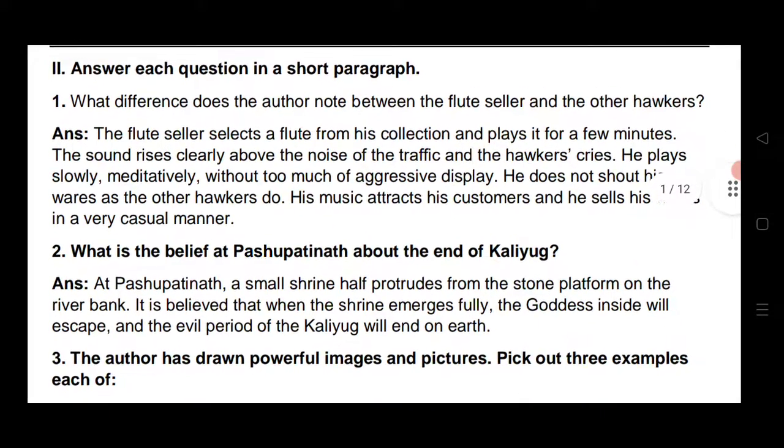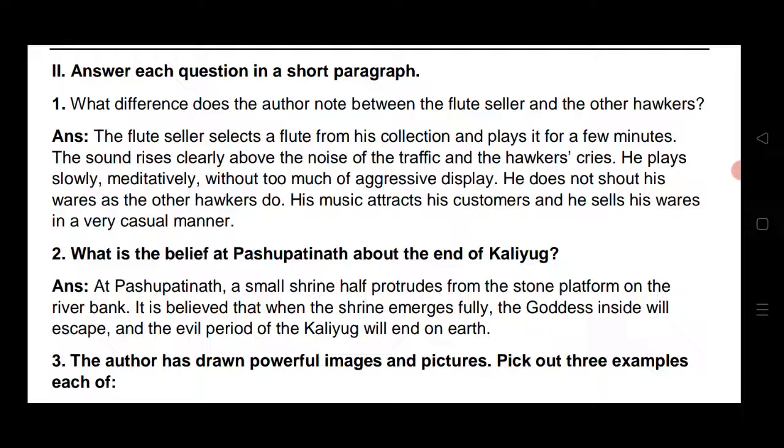Now we have section 2, and we have to answer each question in a short paragraph. Let's see question number 1. What difference does the author note between the flute seller and the other hawkers?